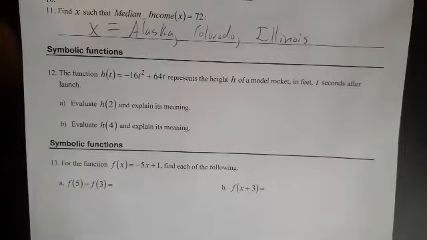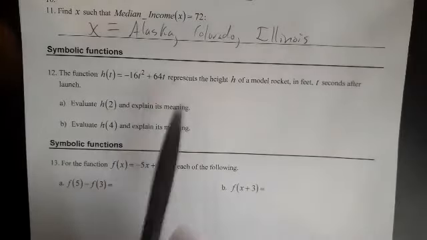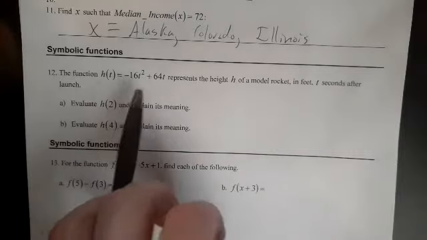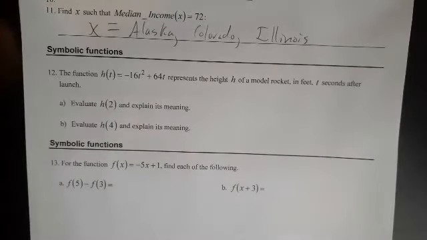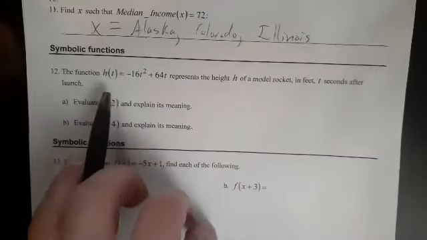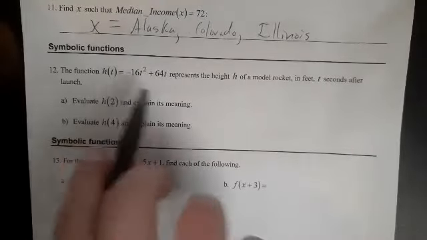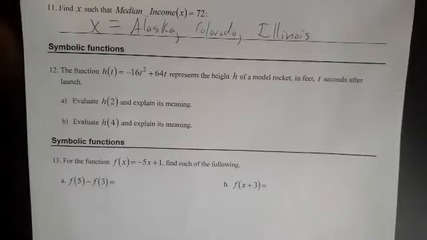So when I plug a t into my h function, I'm going to get some kind of crazy number. What is it telling me? The function h of t equals negative 16t squared plus 64t represents the height h of a model rocket in feet, t seconds after launch. So this function is giving me the height after t seconds. When I plug in my t value, this should give me a height in feet. And now they want us to evaluate h of 2.